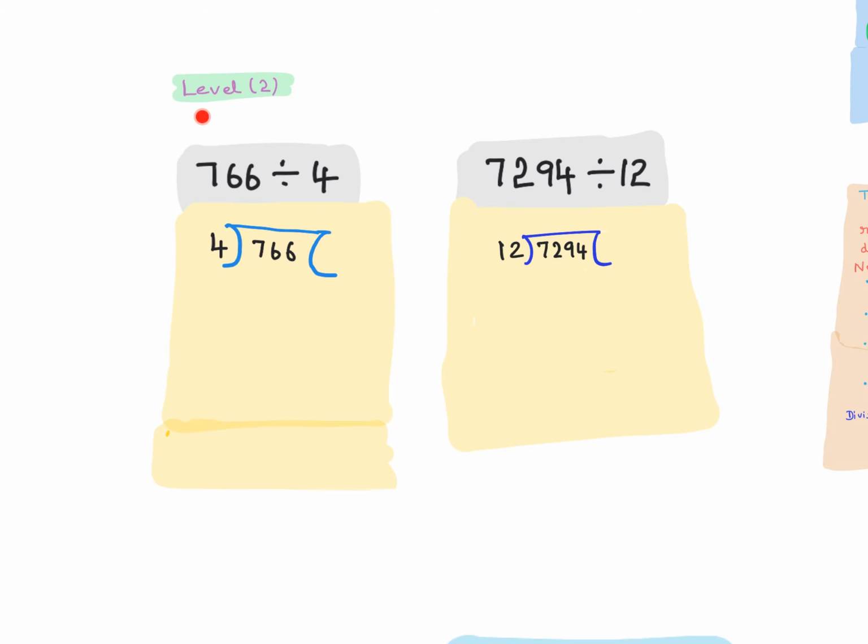Next we will go to the level 2. So here 766 divided by 4. So how can we solve this problem? Here 766, here 4. In 7 tables, how many times it will come? So 4 tables, 7 nearest value is what? 4 ones are 4. Next 7 minus 4 is 3.